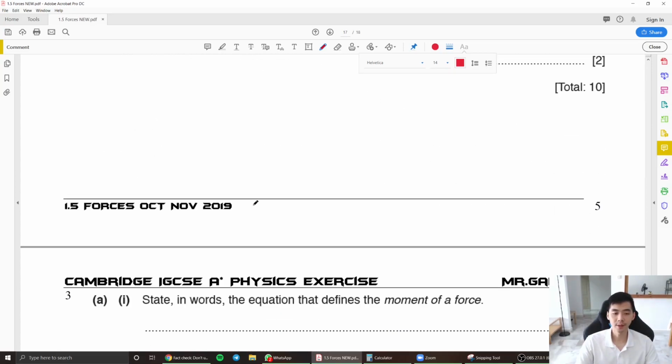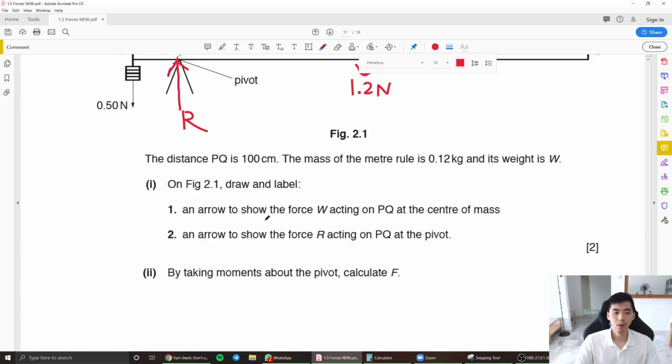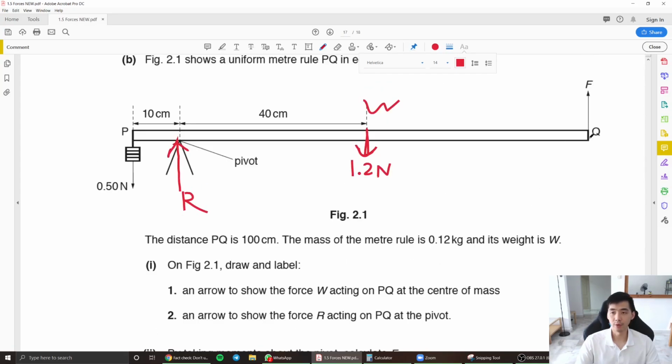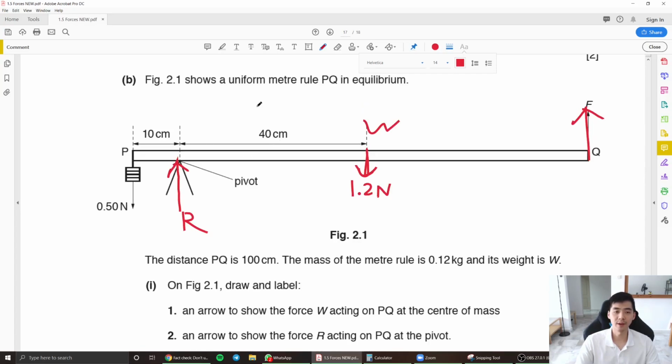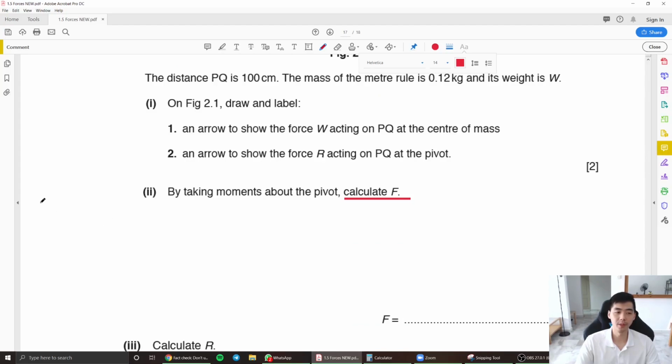By taking, oh God, there's one more. By taking moments about the pivot, calculate F here. I need to find how much this F here is. Now, first and foremost, I must identify that this is obviously in equilibrium. And in order for it to be in equilibrium, it's basically going to be moments in equilibrium in this condition here.